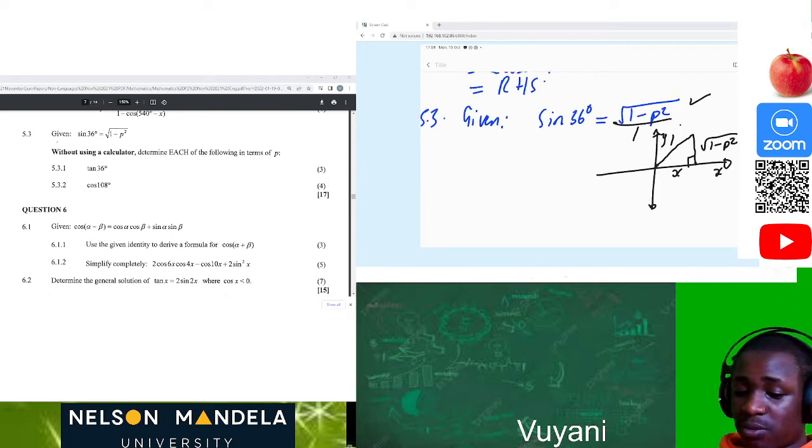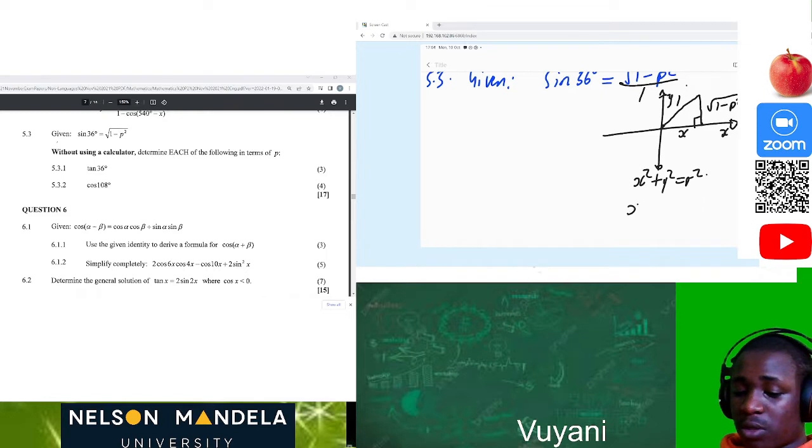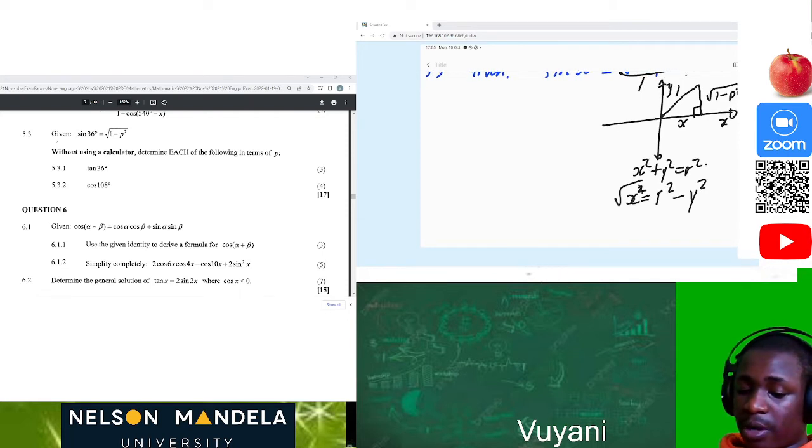How do you calculate x? We know that according to the Pythagoras theorem, x squared plus y squared is equal to r squared. In this instance, we want the value of x. Making x squared the subject of the formula, it is equal to r squared minus y squared. Now we want x, not x squared, so we take the square root of both sides.